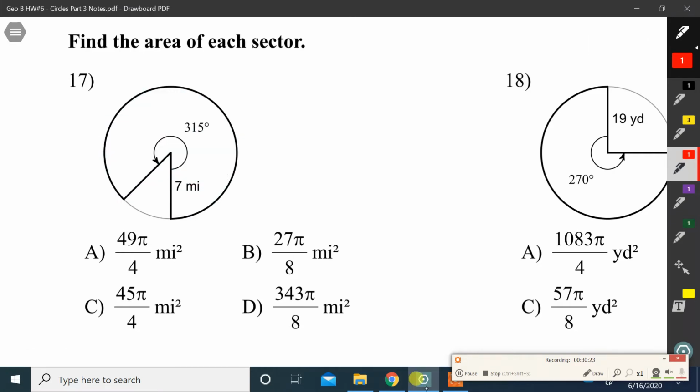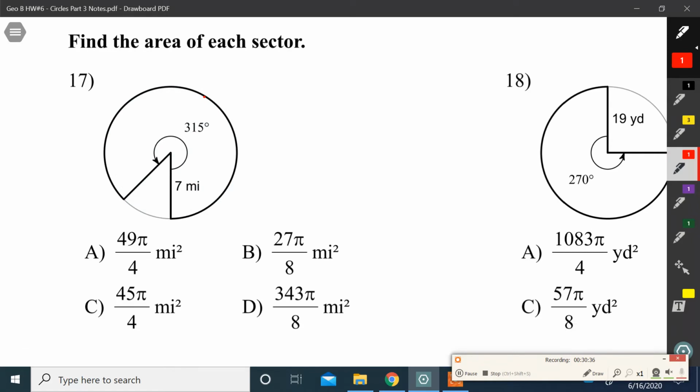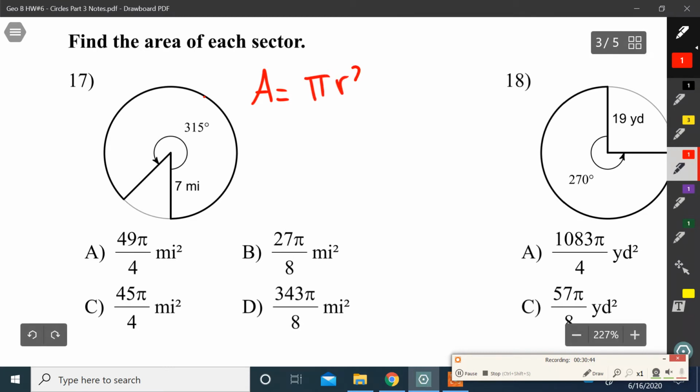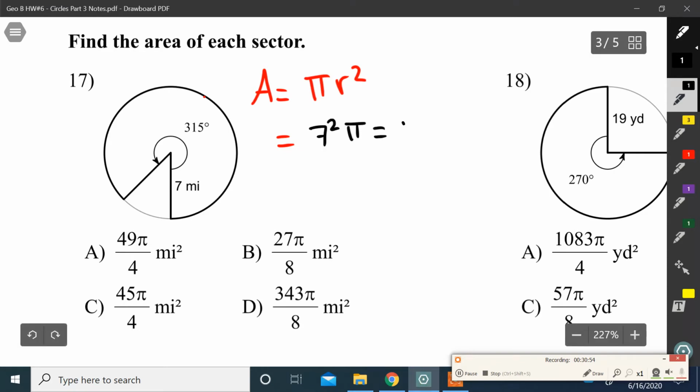Well, what if I tell you, hey, Mr. Dunn, find the area of the whole circle? Forget about that portion right there. Well, the area of the whole circle is pi r squared. So the area of the whole circle will be 7 squared, which is 49 pi. Okay, this right here will be for the whole circle.